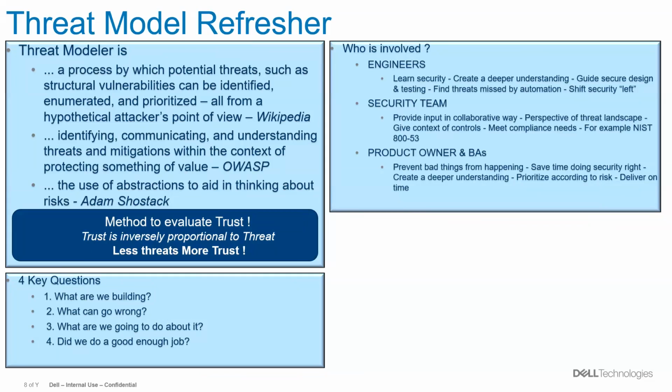The second question is, as part of this design and building, what can go wrong? Where can things fail? Where can things really affect the trust that we are trying to seek, right? And the third question is, once we know that these are the threats, what are we going to do about it? Are we going to live with it? Are we going to face it? Are we going to ignore it? A variety of choices. And then finally, as a retrospective, did we do a good job or not, right?